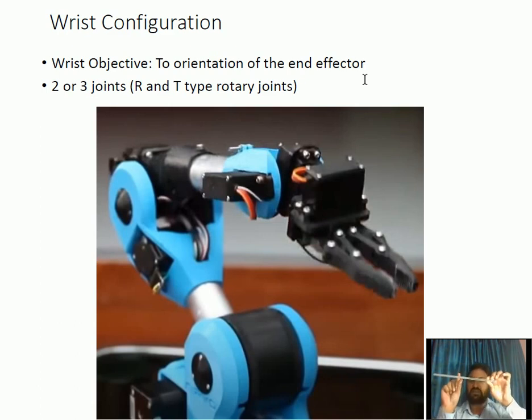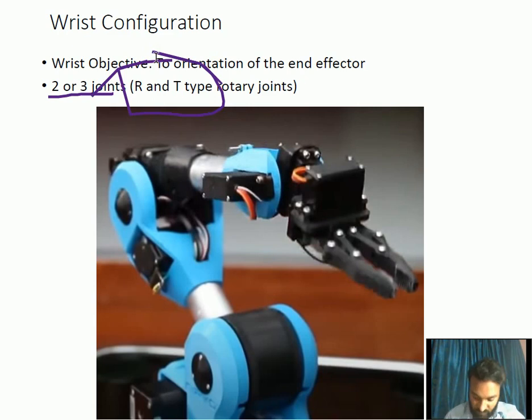The same way it happens with the end effector of the robots also. They need to orient their wrist so that they can grab and pick the part. That's why we need to give 2 or 3 joints in the wrist configuration, and they are generally rotary and twisting types of joints. We will see.